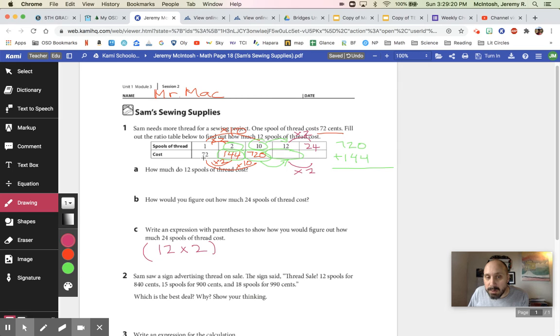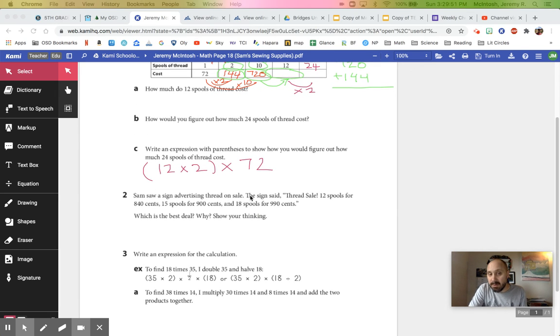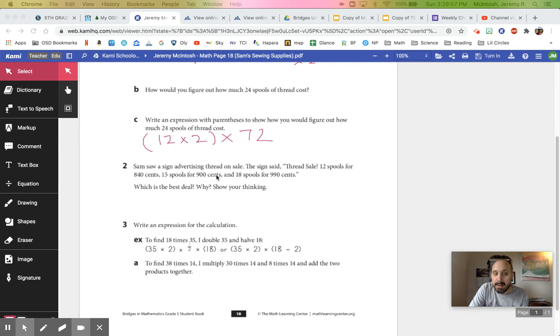And then what we're doing with the 72 is multiplying the cost of 72 cents per spool. So you could say 24 times 72 or 12 times 2, which is what we did here, times 72, which is the cost here. But you could just use the ratio table to find that. All right, so then it's asking us to go down to number 2. So this is actually the answer for C. So that, or if you can figure out a different way to do the parentheses or something, you can do that.